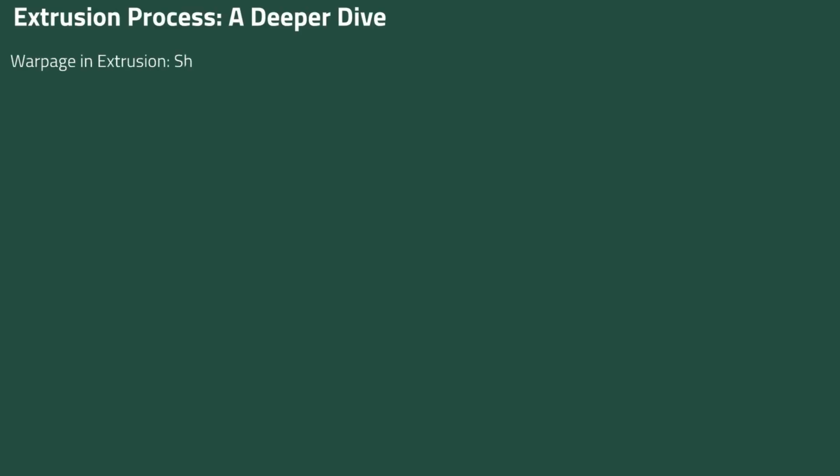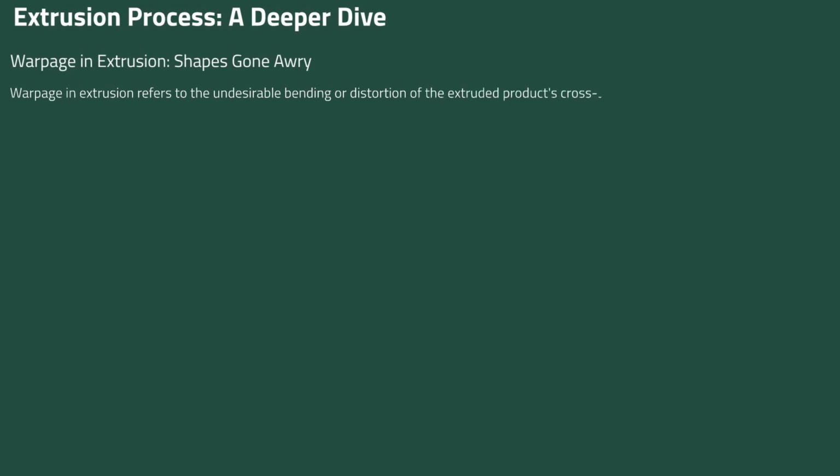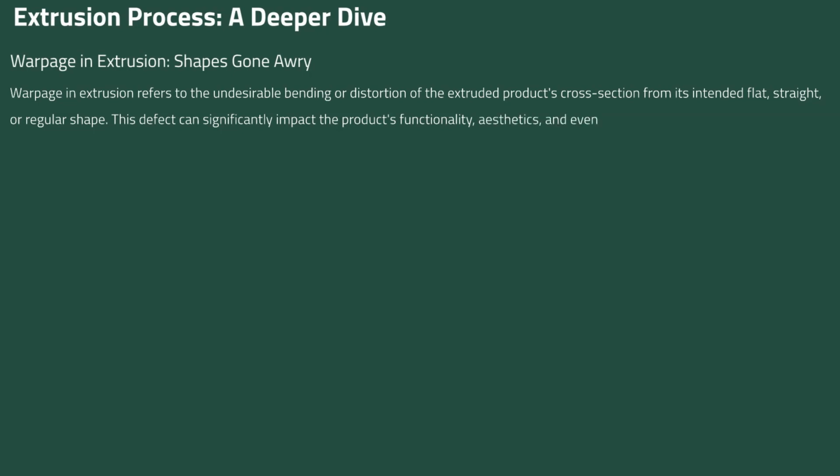Warpage in extrusion: shapes gone awry. Warpage in extrusion refers to the undesirable bending or distortion of the extruded product's cross-section from its intended flat, straight, or regular shape. This defect can significantly impact the product's functionality, aesthetics, and even its ability to be used for its intended purpose.